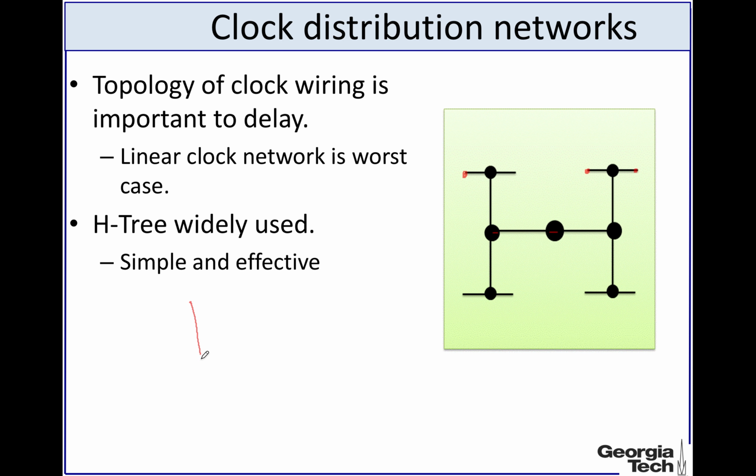Another distribution is called linear distribution, and it's like this. There is one central branch and all the small sub-branches come out of this linear network. You can clearly see that in a linear network the different blocks will receive the clock signal at different times. So a linear clock network is actually the worst case, and the H-tree is usually a very effective way of reducing the clock skew.